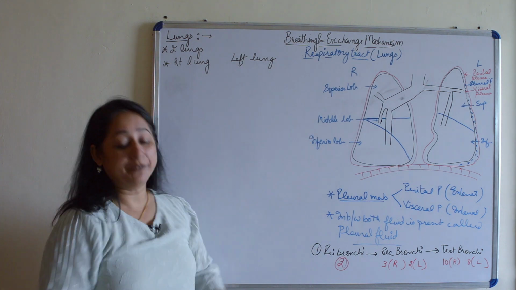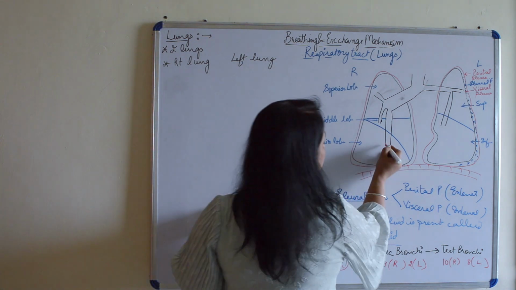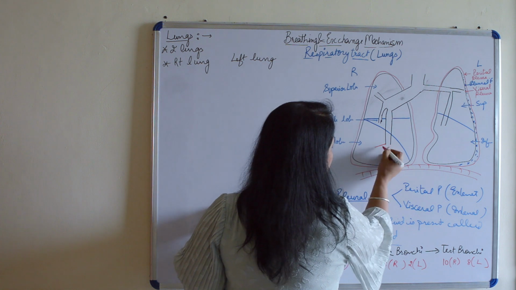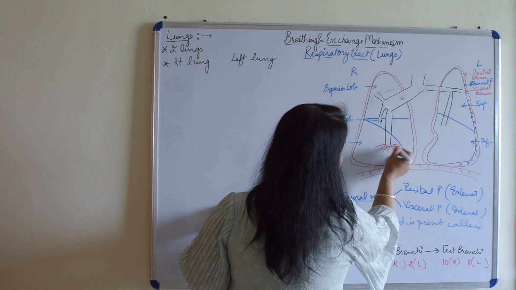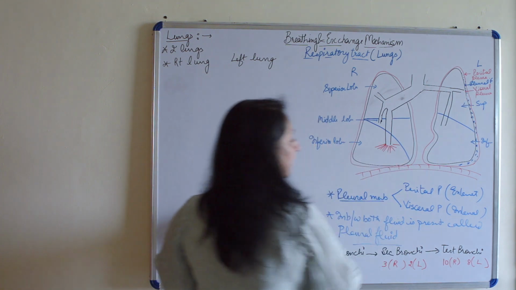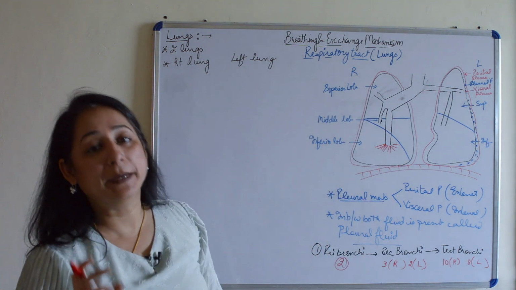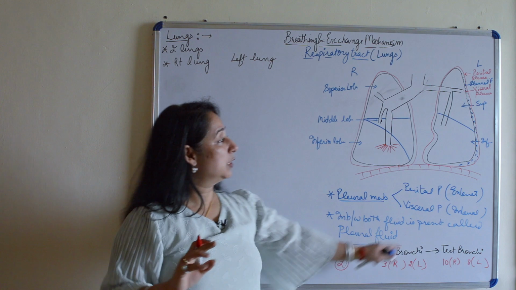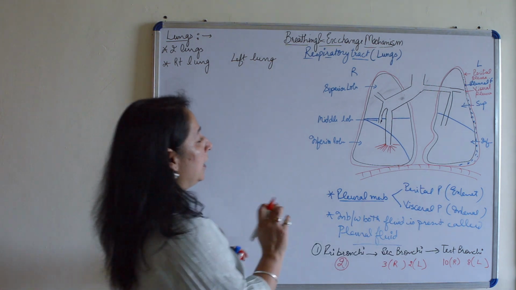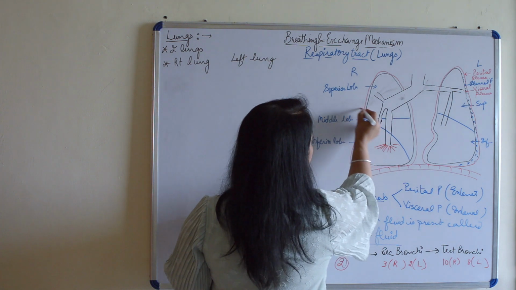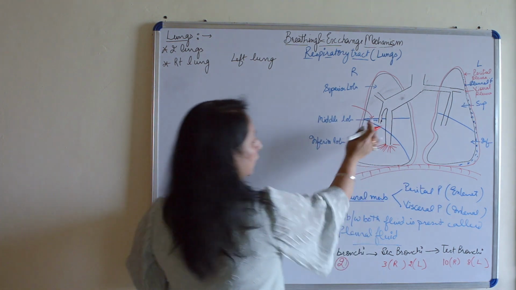This is how the bifurcation or the division is. I'll just make it on one side. So here we have 10, 1. I'll just make lines 2, 3, 4, 5, 6, 7, 8, 9 and 10. 10 divisions which finally end up in the alveoli. So this is how the division of bronchi further takes place up to the alveoli. Here I'll just mark something important.